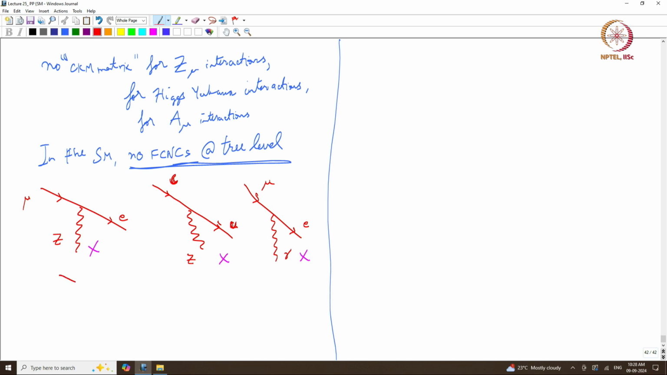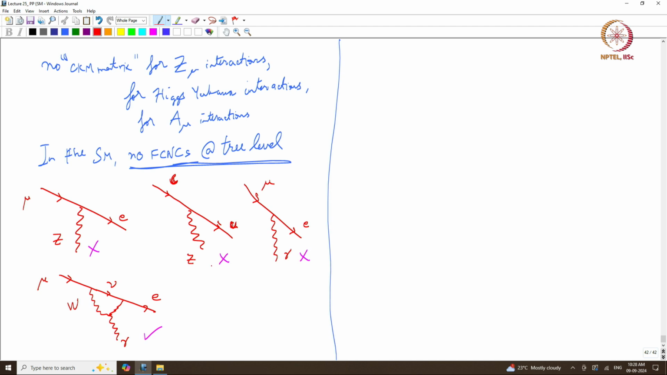Because I can always have a muon, okay, go to an electron, but in between it is turned into a neutrino. How can I do that? This vertex is there, right. So through the W vertex it is there, and from the W I can spit out a photon or a Z, okay. That is absolutely allowed.